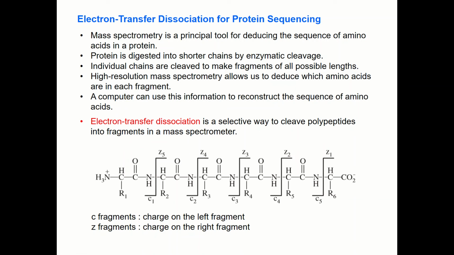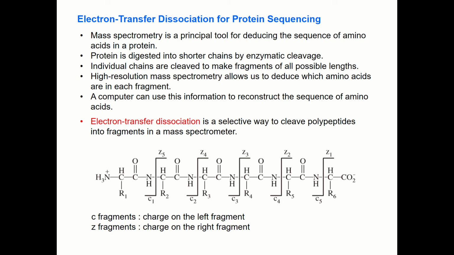Well, electron transport dissociation could be applied for protein sequencing. A protein is a chain of amino acids. Many amino acids are connected in series to form a protein. The question is how to sequence the protein.